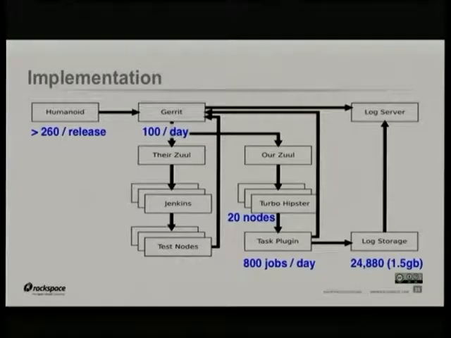And just to give you a really quick idea of the scale, in one OpenStack release, there were 260 individual contributors, doing roughly 100 patches per day. We have 20 Turbo Hipster worker nodes, which would do about 800 jobs per day because there are 8 data sets that need to be tested for each patch. And over 6 months, it was around 1.5 gig. So we can sustain that workload across 20 nodes; frankly, you could probably do it across 5 nodes if you don't really care about how quickly you're returning results back to the users against their patch.